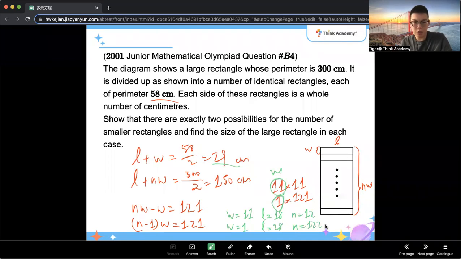So these are the two sets of solutions. And the size of the large rectangle, well, you can just write it as 18 centimeters by 132 centimeters, and 28 centimeters by 122 centimeters. So that's essentially what we have for the simultaneous equation bits of it. Does anyone have any questions so far?